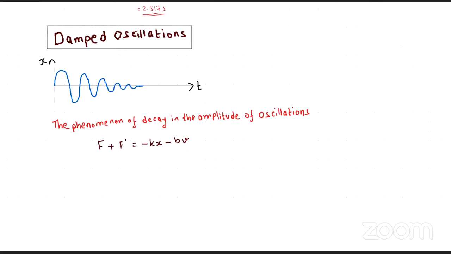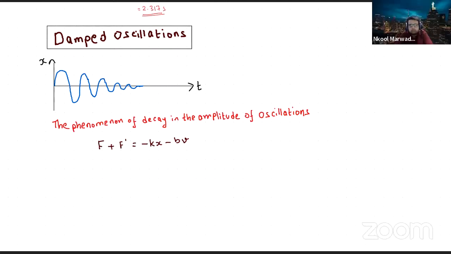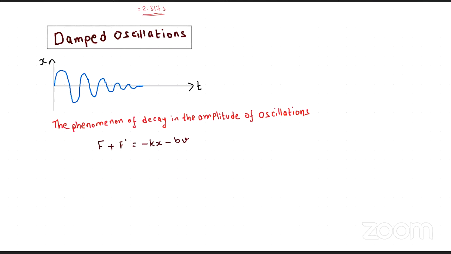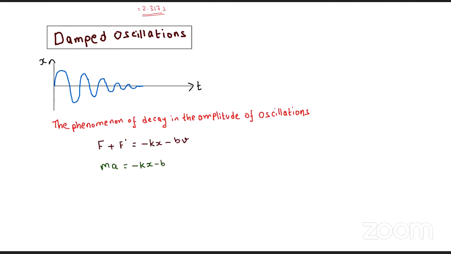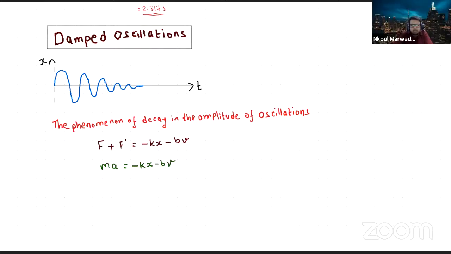So the faster the body is moving, the more resistive force it will experience. Now, according to Newton's second law of motion, the total force acting on a body is always mass into acceleration. These combined forces are acting on the same object, so the mass is same, and the acceleration produced by these combined forces I can take as a. So I can say that ma is equal to minus kx minus bv. Now this ma is the net force.